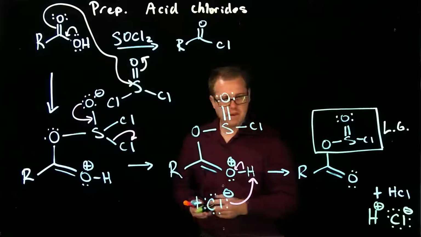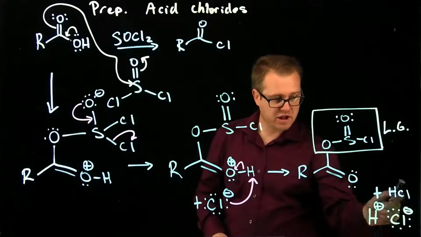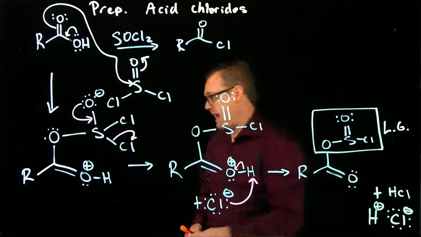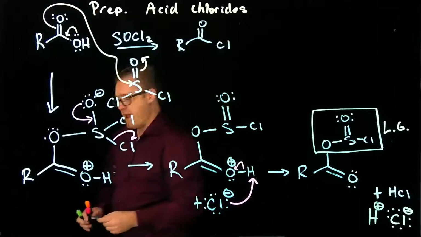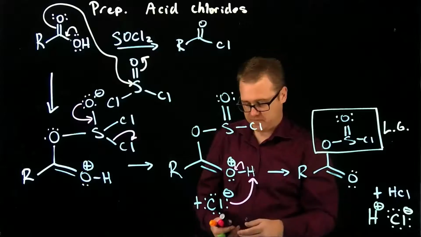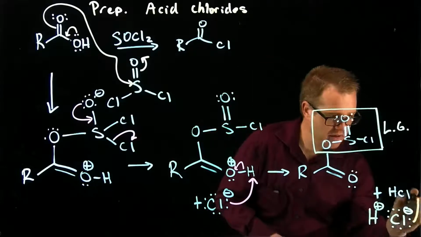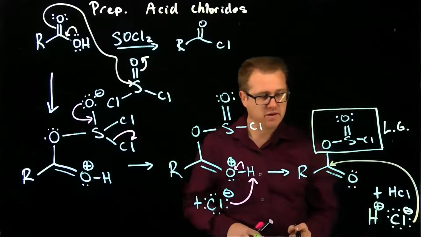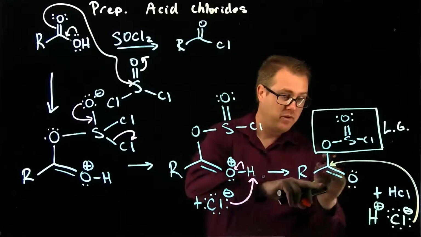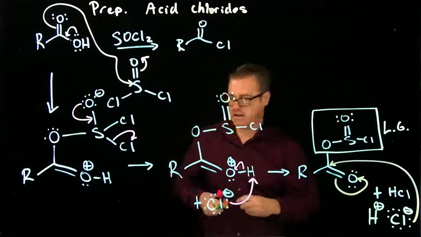So what we're going to now do is use that chloride that was generated to act as a nucleophile and attack our carbonyl carbon right here. So that's going to come in and attack that carbonyl carbon. We formed a tetrahedral carbon, so we've got to bring those electrons over like that. Okay?